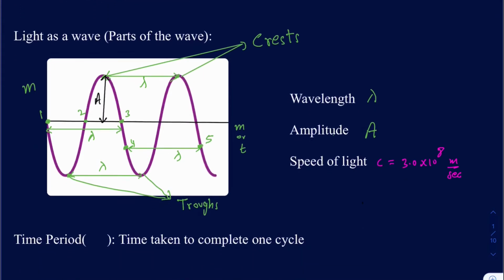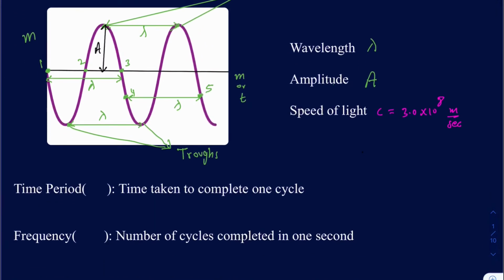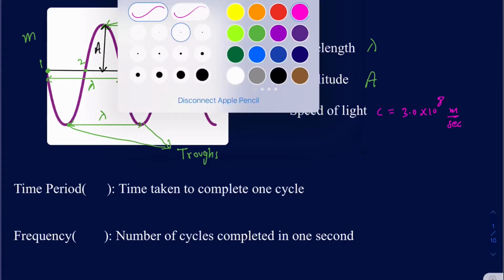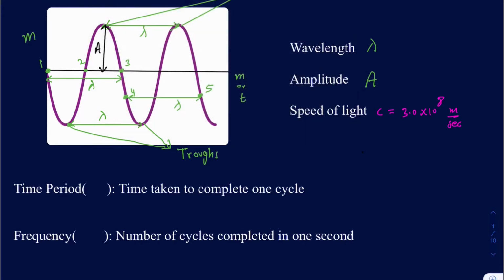Okay, now let's talk about what a time period is. The time period is going to be the time taken to complete one cycle. So if I start my wave at point 1, how long it takes to get to 3 is simply your time period. The time period has a symbol uppercase T, and the unit we're going to be using to measure the time period is going to be seconds. All right.